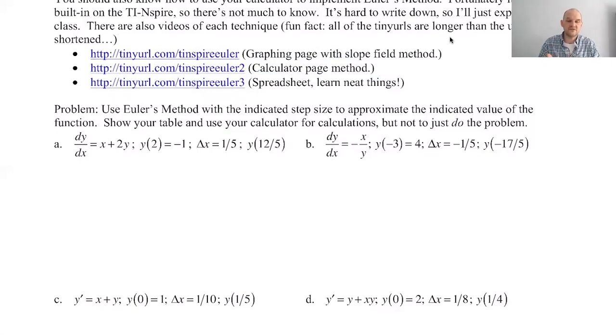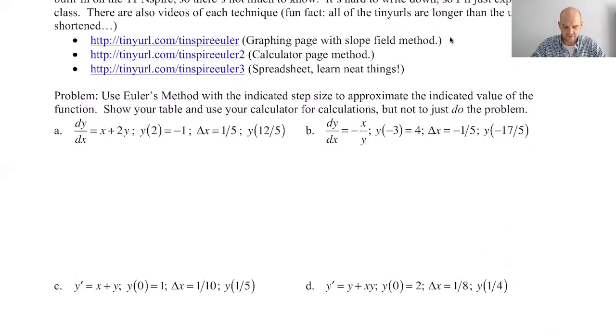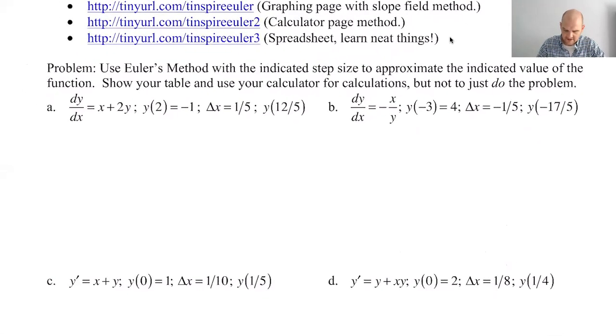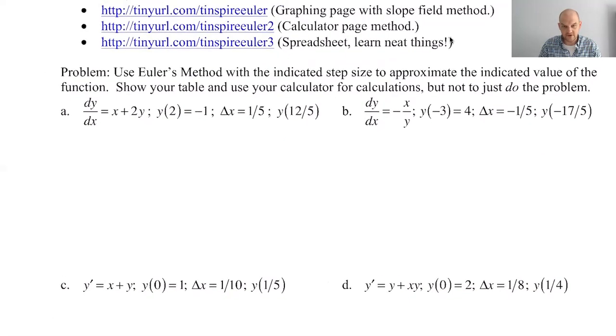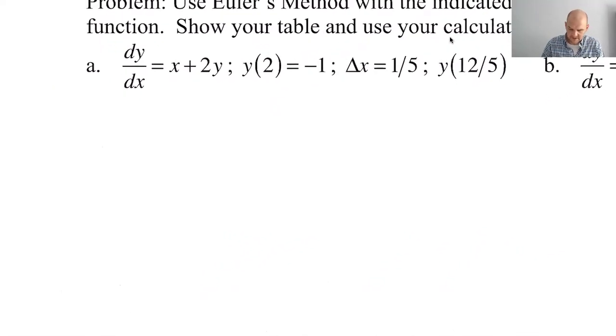I'm going to show you how to do the second one as we go through these problems, because I think it's probably the easier way to get your table set up. So we're going to use Euler's method with the indicated step size to approximate the indicated value of the function. Show your table, use your calculator for calculations. Okay, thankfully we can use a calculator. So we're going to set up the table. It's always x, y, and then dy, the approximate change in y.